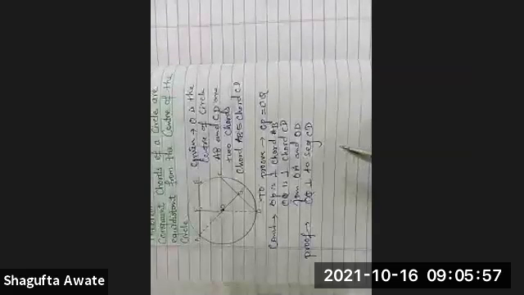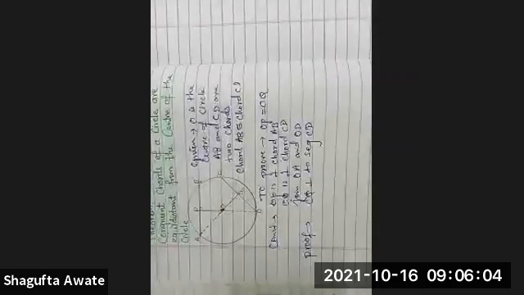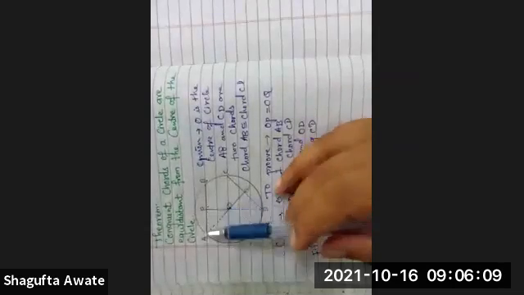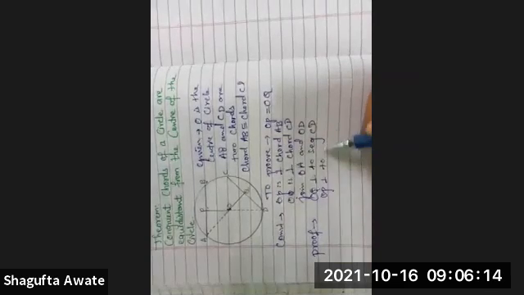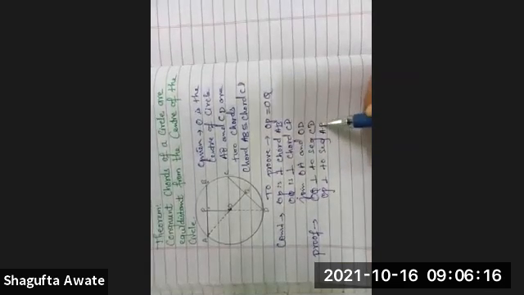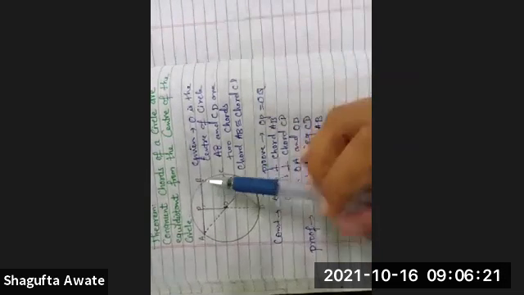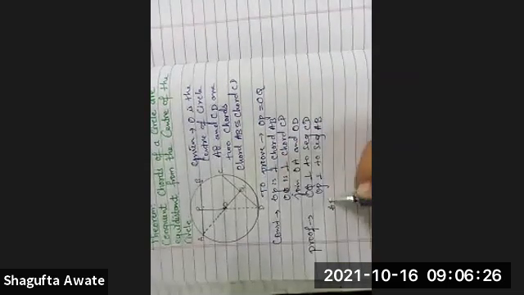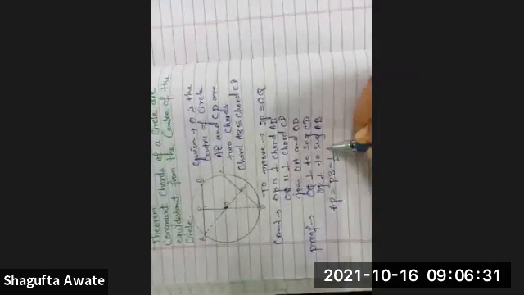OQ is perpendicular to segment CD. And OP is perpendicular to segment AB. So here AP is equal to PB is equal to half the length of AB.